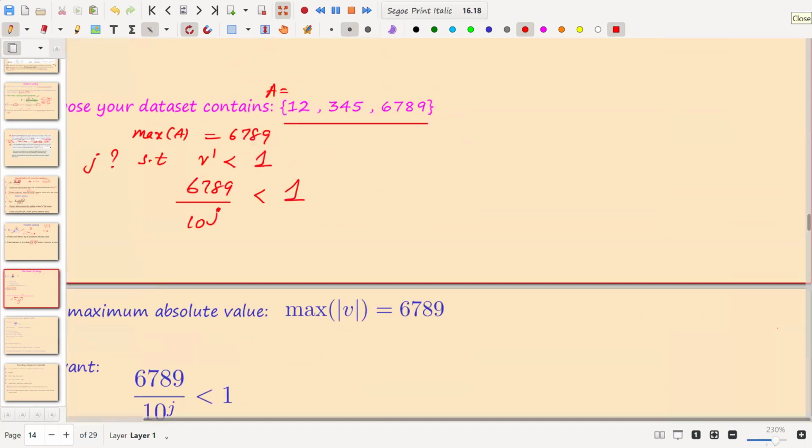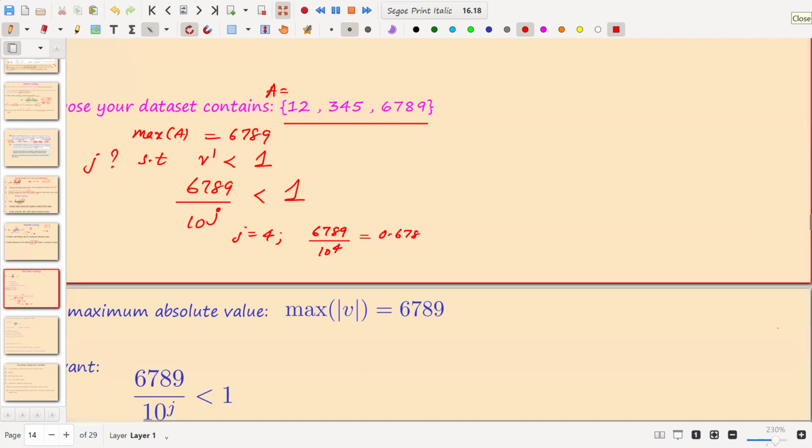You understood, right? What power of 10 should I divide 6789 by so that the quotient is less than 1? Can it be 10? No. 10 square? No. 10 cube? It will be 6.789. 10 fourth? Yes. If you put j equal to 4, it will result in 6789 divided by 10 to the power 4, which is 0.6789, and it is less than 1, right?